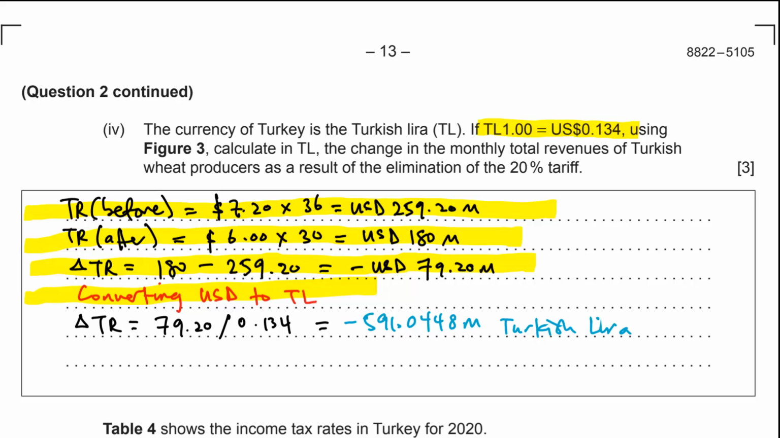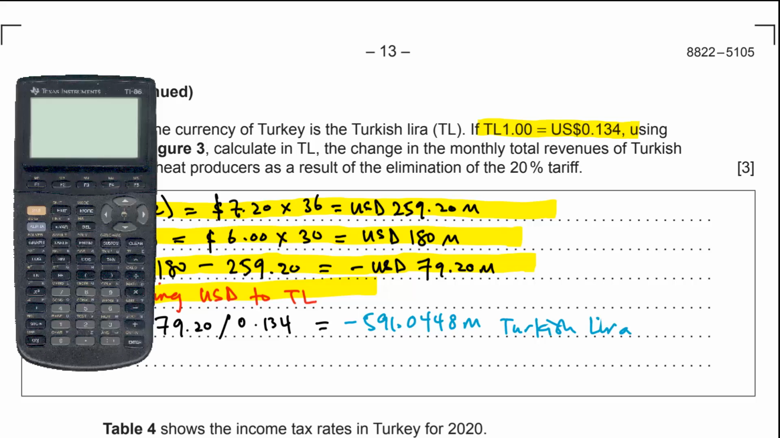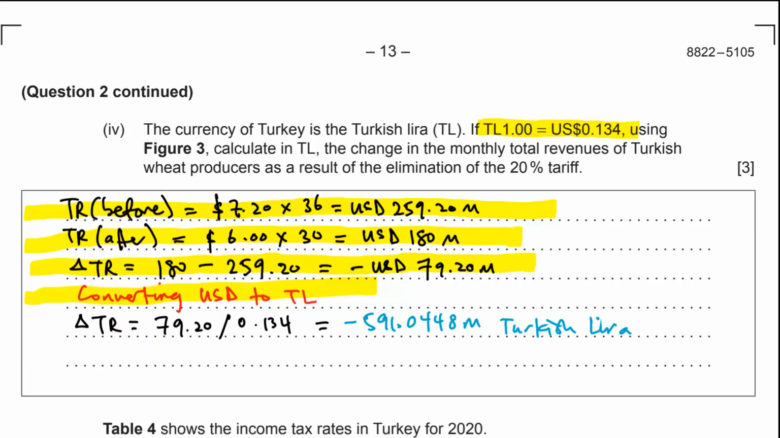So here, if I had 79.2 million US dollars, and I want to convert that to Turkish lira, I divide by 0.134. So here I'm going to go 79.2 million divided by 0.134. That's going to give us 591.04 million Turkish lira. So that's going to be the ultimate change over here, which is in Turkish lira.